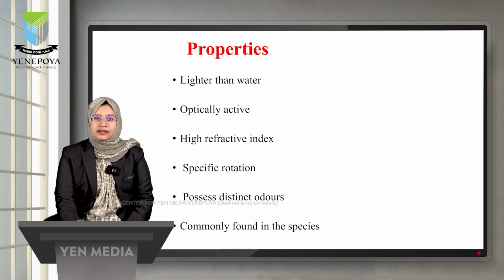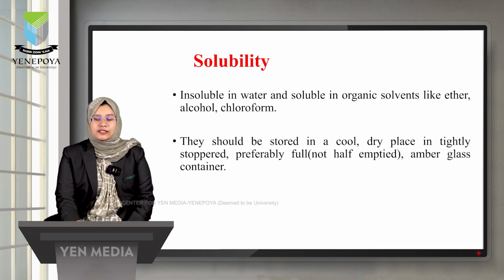So the properties are: volatile oils are lighter than water, optically active, and have a high refractive index and specific rotation. They possess distinct odors, and this is commonly found in spices like cinnamon and coriander. Then the solubility: volatile oils are insoluble in water and soluble in many organic solvents like ether, alcohol, chloroform.